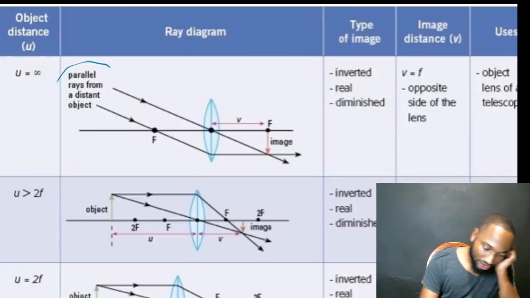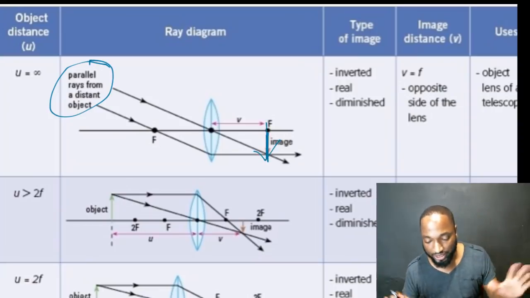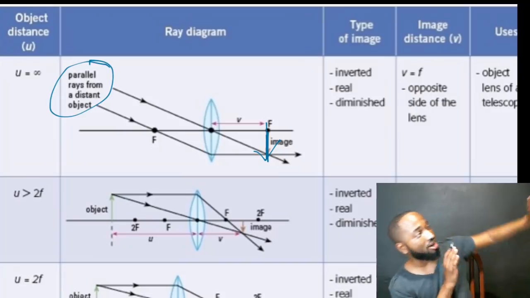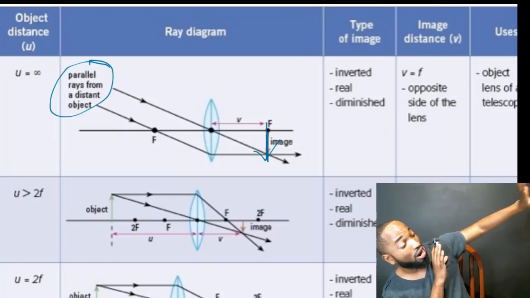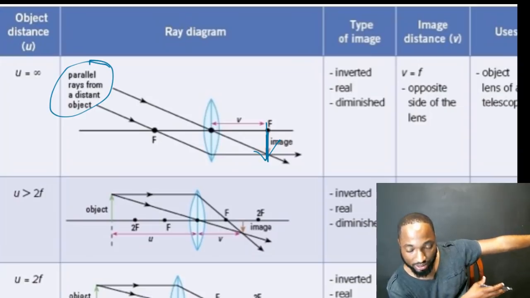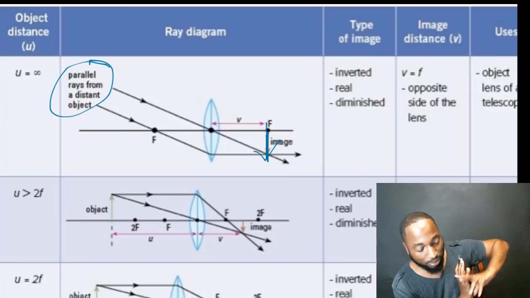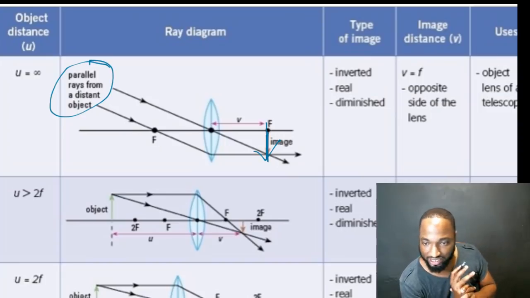If you have these parallel rays from a distant object, the image is going to be on the focal point. That is the sweetest of the sweetest. That is, the object is way far from the lens when you compare it to the focal length. It's very distant to the lens.